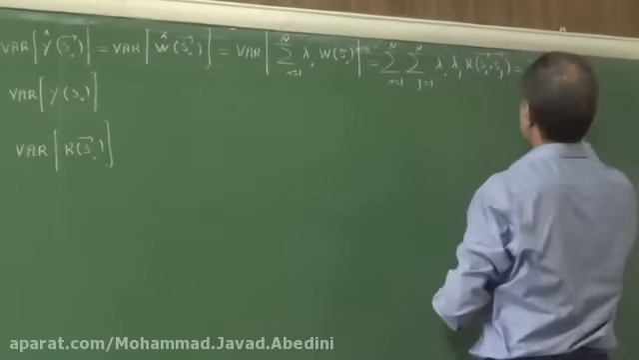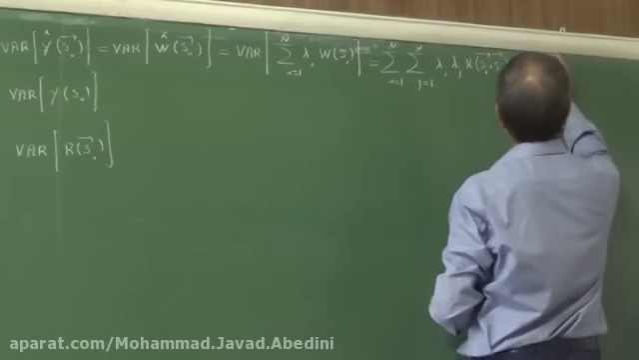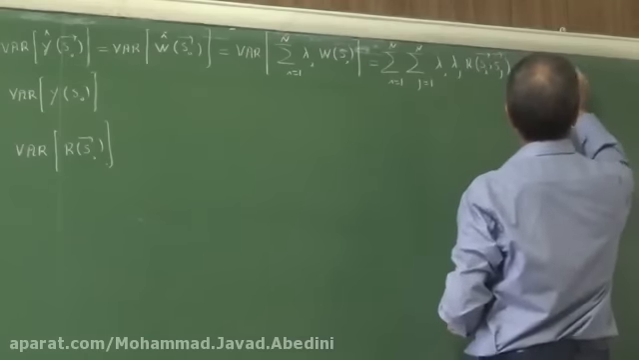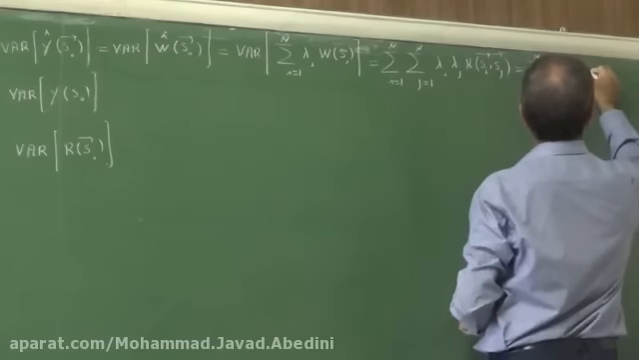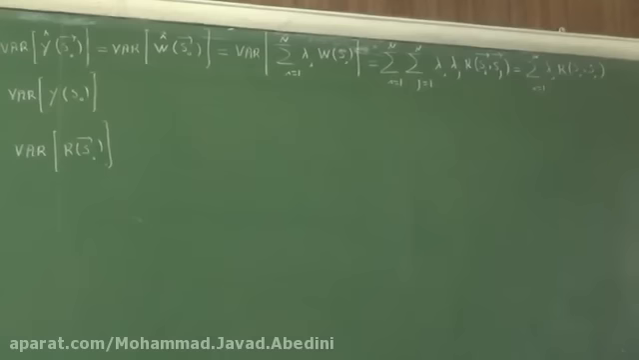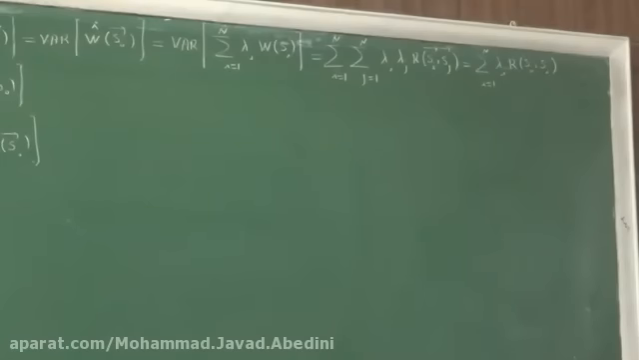summation i from 1 to n lambda i r sub s0 si. That is how to represent the variance of estimated value in terms of coefficient lambda.